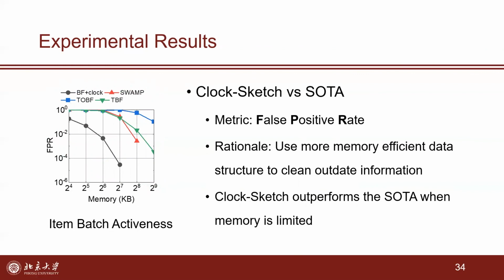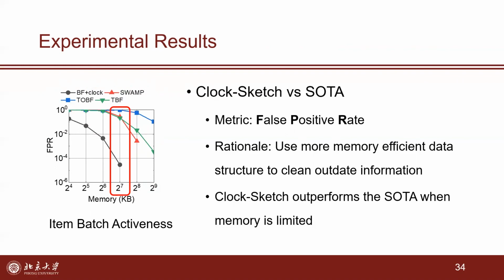This page shows the experimental results of clock sketch accuracy measurement versus the state of the art, and the metric is false positive rate, and the task is item batch activeness. False positive rate means the number of falsely reported active item batches over the total number of queries conducted. We see that when using memory of, for example, 2 to the power of 7 kilobytes, our algorithm can be 10,000 times more accurate than the state of the art. And the rationale is like this.